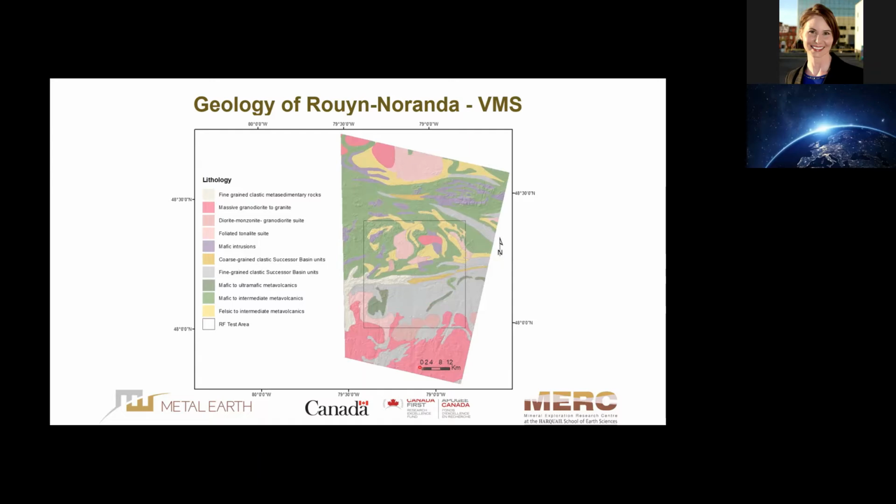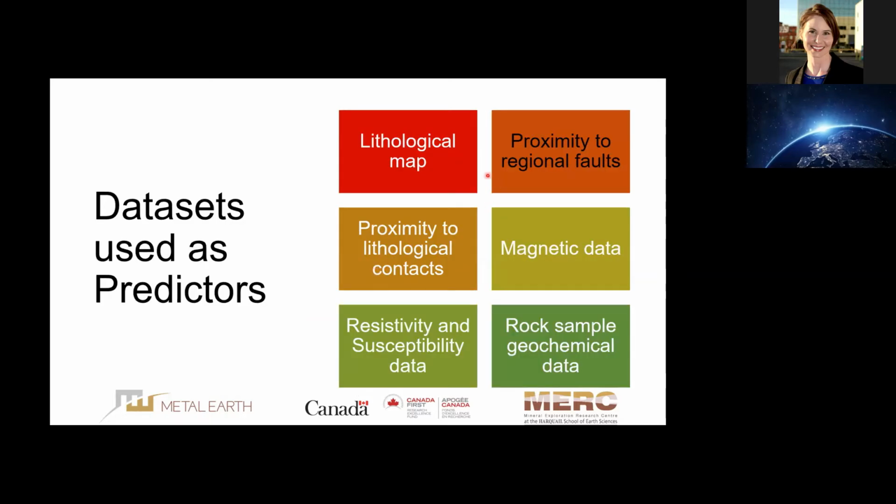Here's the geology. I won't go into the geology. We all know the geology. Greenstone belts dominated here by sedimentary terrain and granite terrain. This is the area that we are modeling, or that Paran is modeling. So we're using various types of maps: a lithological map, proximity to lithological contacts, proximity to regional faults, magnetic data, our 3D resistivity and susceptibility data, and of course our lithogeochemistry. These are the evidence maps, if you like, that we're feeding into our model.